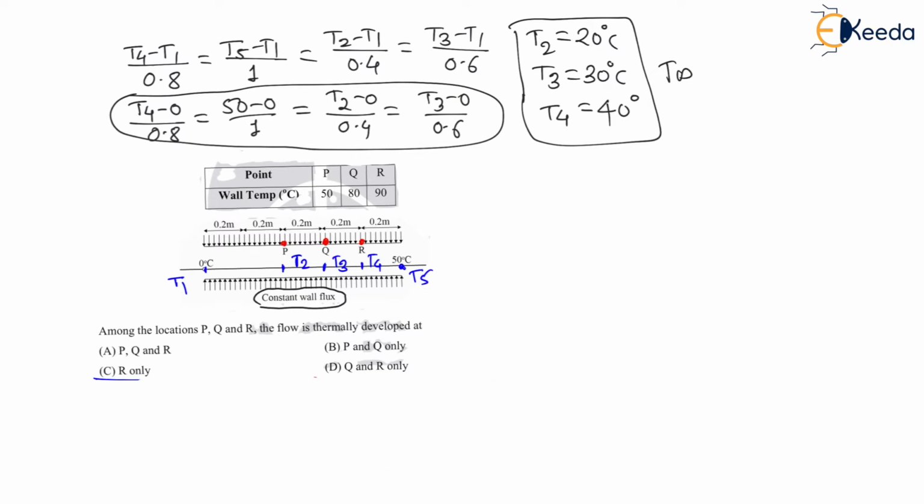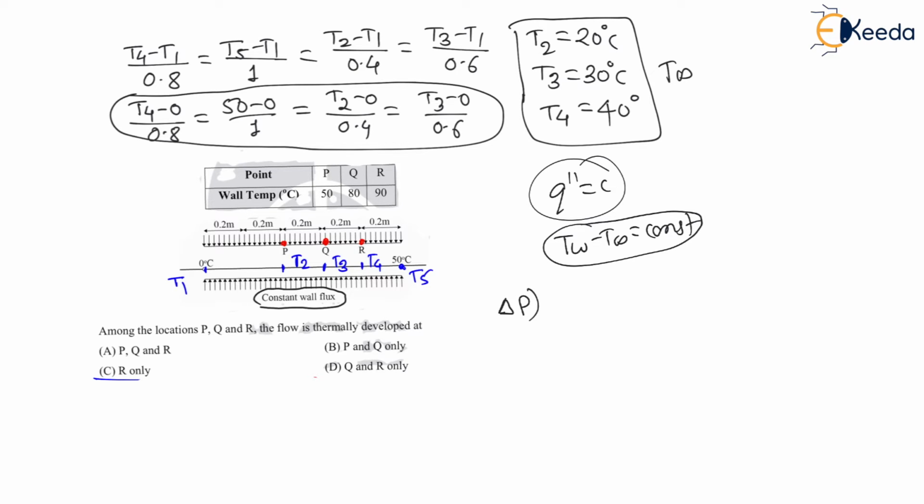Right. Now here we have seen for constant heat flux, the wall temperature minus fluid temperature must be constant. Just now we have derived this expression, right? Now let us observe at P, Q, and R. Now let us find this temperature difference, that is wall temperature minus fluid temperature, del T, at location P. Now at location P, temperature is Tp minus T2. Here the temperature is Tp, here Tq, and here Tr, which are given in the question. Right, there is a convection between them.